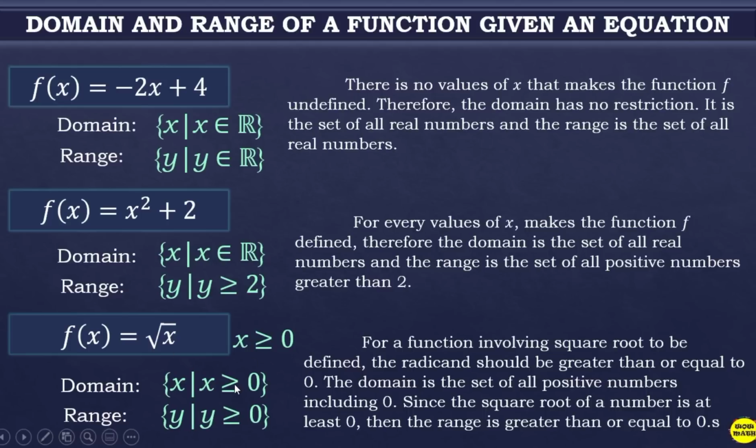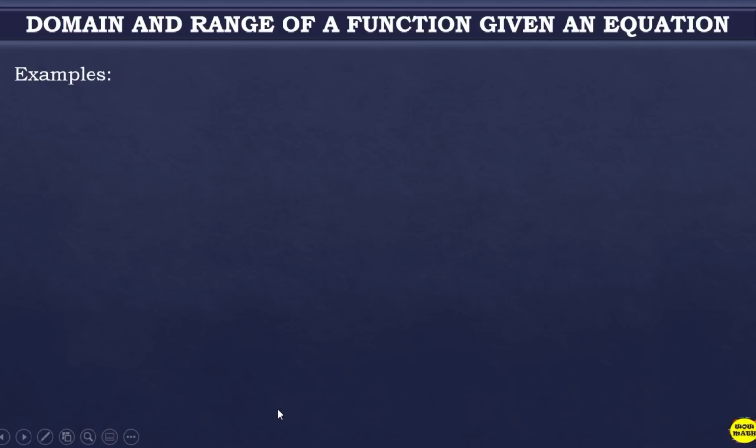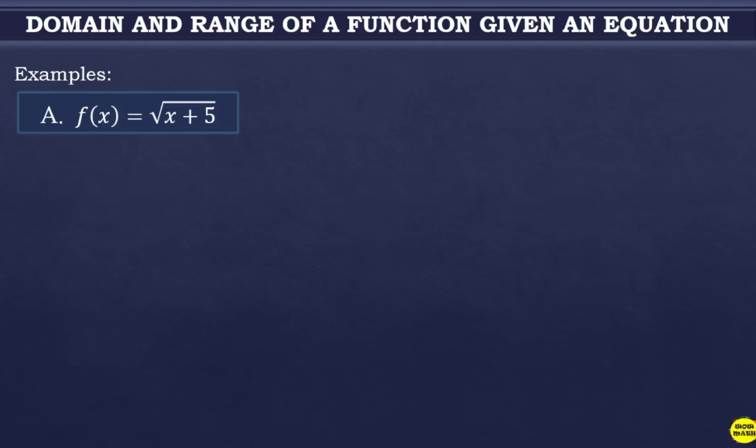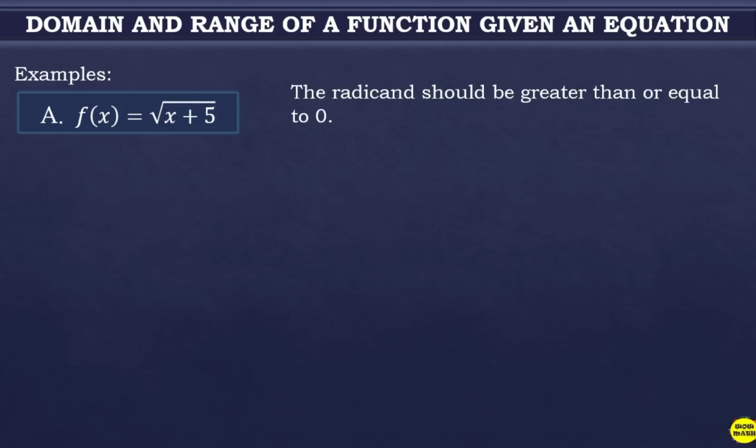Yun ang magiging domain mo. And then, ang range mo lagi pong y is greater than or equal to 0. Let's have an example. So, I have here f of x is equal to square root of x plus 5. So, ito nakaradicand. Okay, may radicand tayo. So, anong sabi ko? Kapag may radicand, the radicand should be greater than or equal to 0.